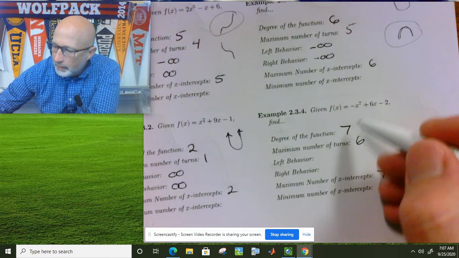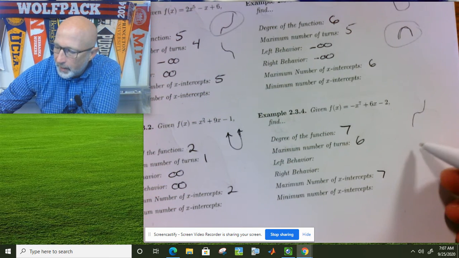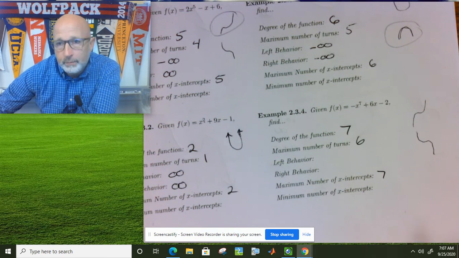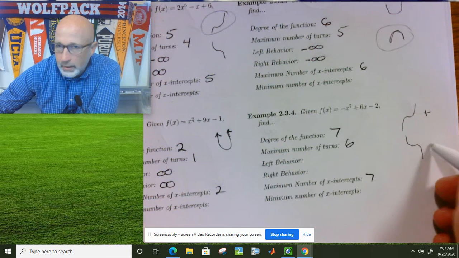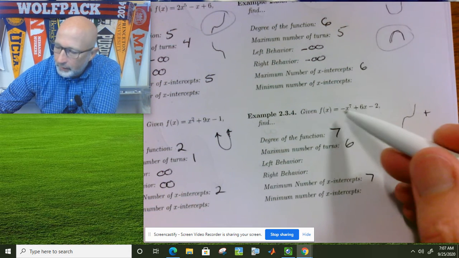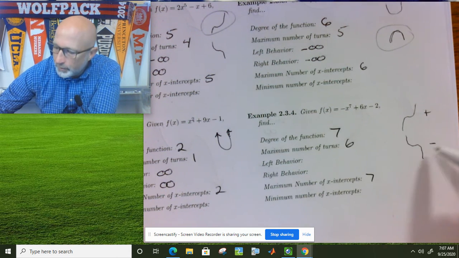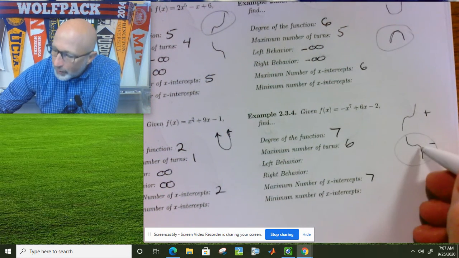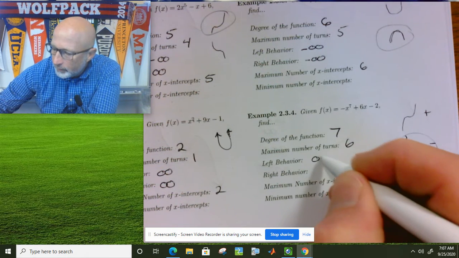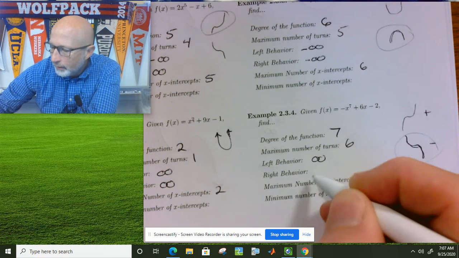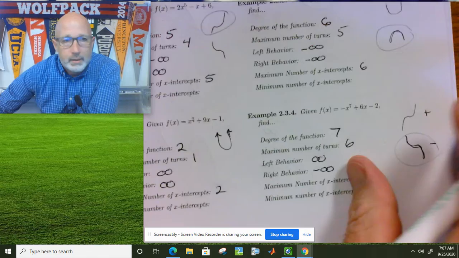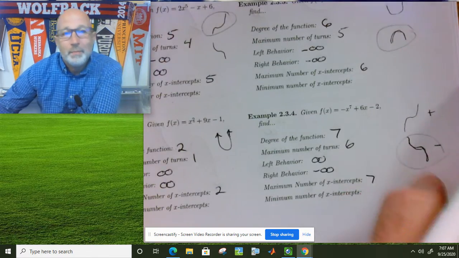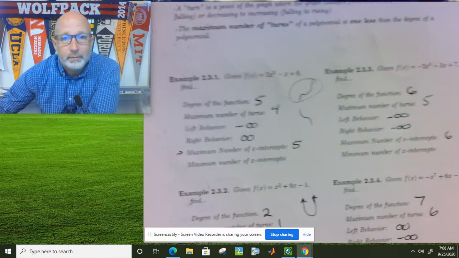Okay. Odd function, so it's either going to look like that or it's going to go down like that. This is a positive leading coefficient, negative leading coefficient. In this case, we have a negative leading coefficient, so it's going to look like this. So the left behavior is positive infinity, and the right behavior is negative infinity. Okay, the last thing we have to deal with is what is the minimum number of intercepts?